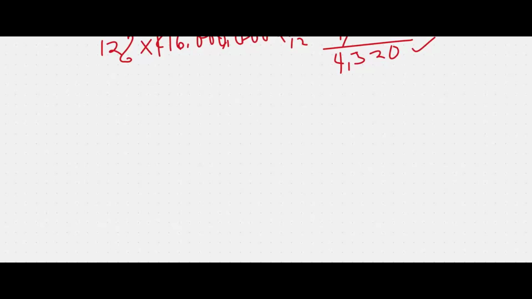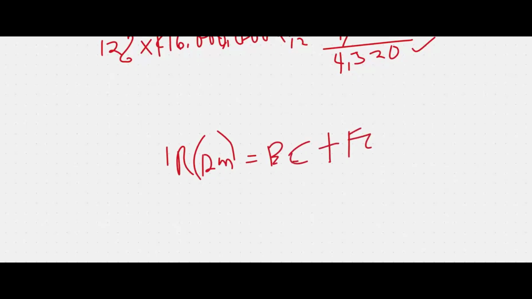The full year interest rate, the 12 months, is equal to what? The borrowing cost rate plus the finance cost rate. Assuming borrowing cost is 9 months, how many months should we add to 9 to make it 12? We have to add 3, right? So these 3 months are for the finance cost, and this is for the borrowing cost.